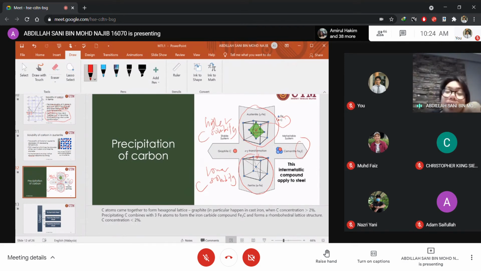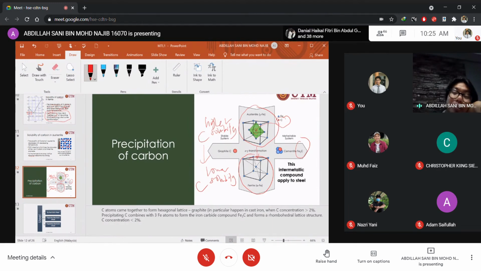So when the transformation from austenite to ferrite happens, the solubility is greatly decreased, and this causes the carbon to be squeezed out of the crystal structure. And the squeeze-out is in the form of what?